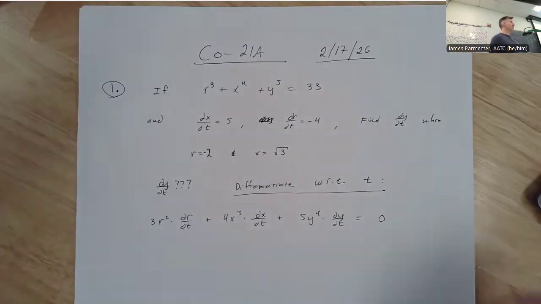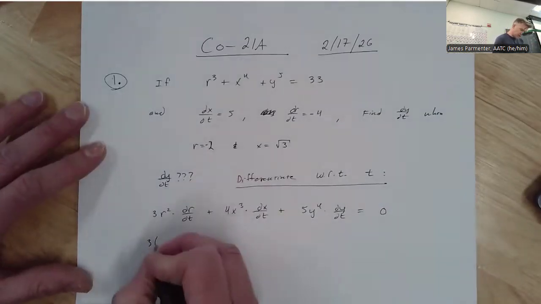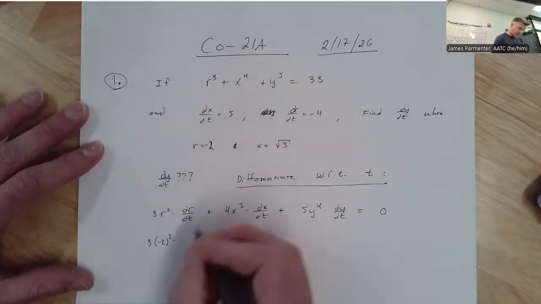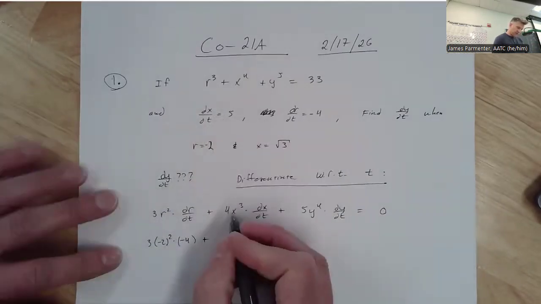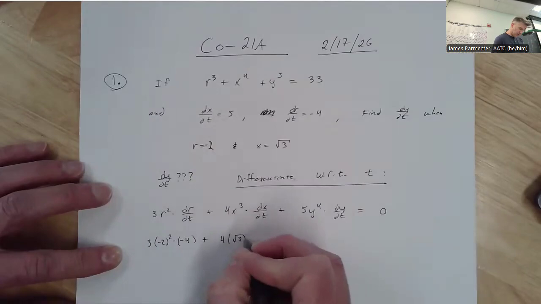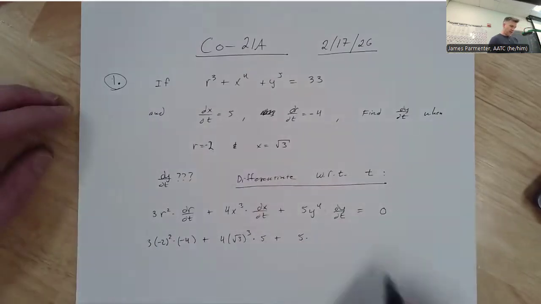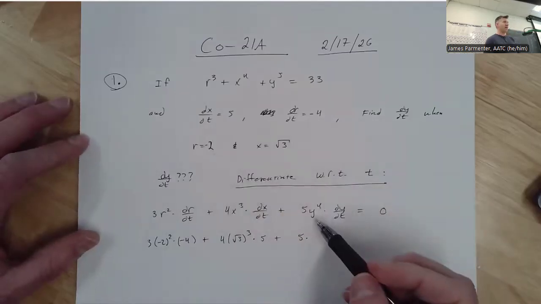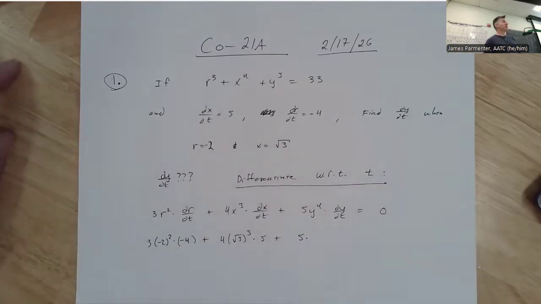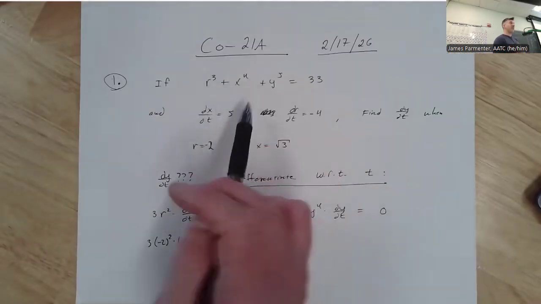And now we're going to plug in all the things we know and solve for the thing we don't, except we're going to find that we're lacking something. So we get 3 times r, which is negative 2, squared, times dr/dt, which is negative 4, plus 4 times the square root of 3 cubed times dx/dt, which is 5, plus 5 times, I know I'm trying to solve for dy/dt, but I also don't know what y to the fourth is. That's a problem. This is where, if you're missing something, you have to go back to your original relationship, plug in what you know, and solve for the thing that's missing.